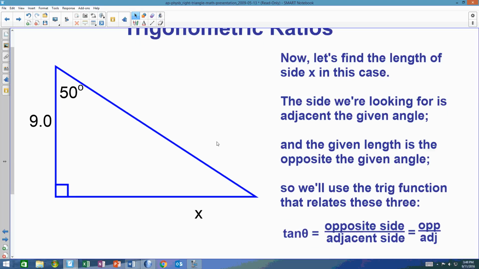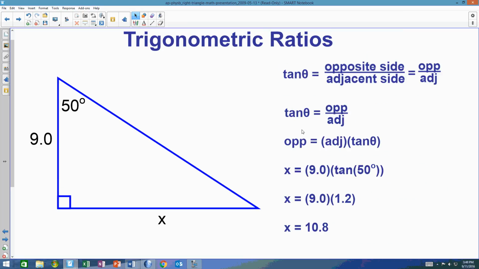Okay, now let's just say that we have one of the sides, we have an angle, and we want the other side. If we don't have the hypotenuse, then we can use tangent theta. And here we have opposite x over adjacent, which is 9, is equal to the tangent of 50 degrees. So solving tan theta for the opposite side, we substitute into the formula and we end up with x being equal to 10.8.